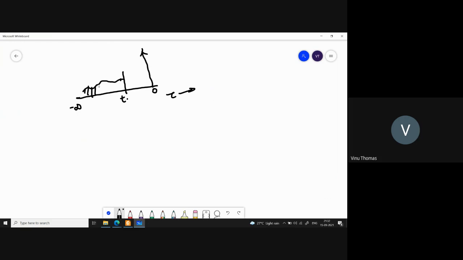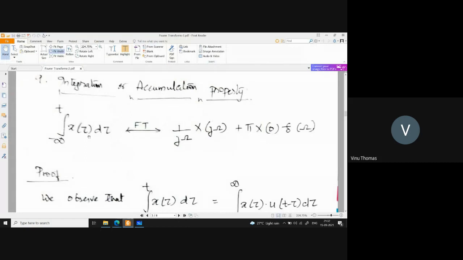If you evaluate the area under the function from minus infinity to some time instant t, you can write that as the integral from minus infinity to t of x of tau d tau. So that is the area under the function from minus infinity to t. This function is x of tau, and maybe it continues like this. So the integrated value of x of t from minus infinity to t is Fourier transform to 1 by j omega into X of j omega plus pi X of 0 into delta omega. So we have to prove this now.